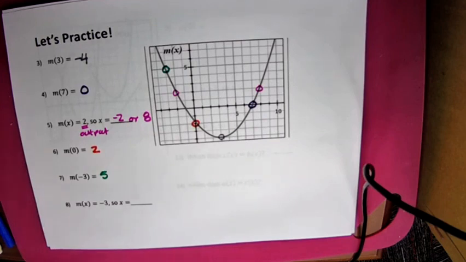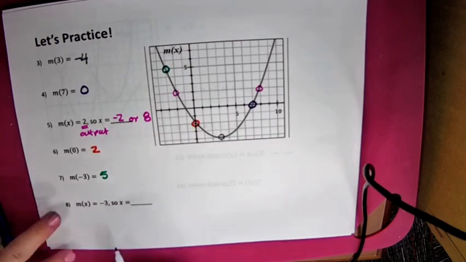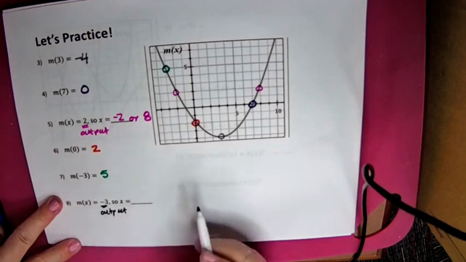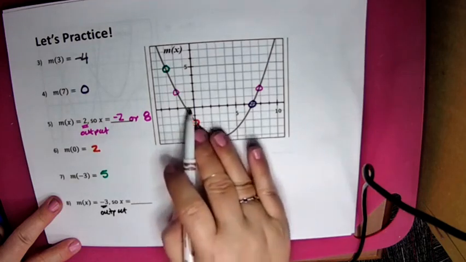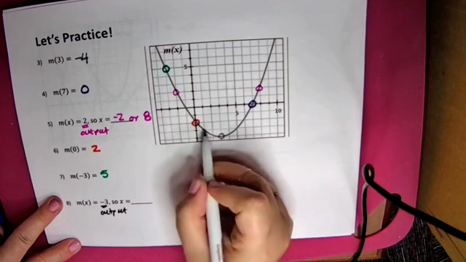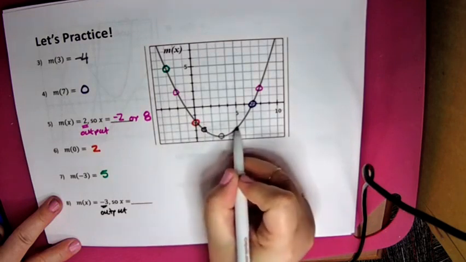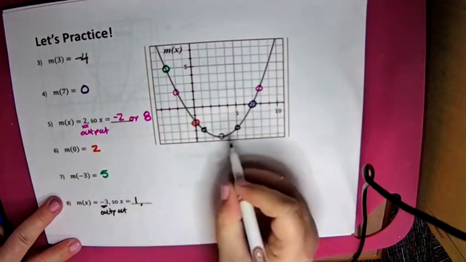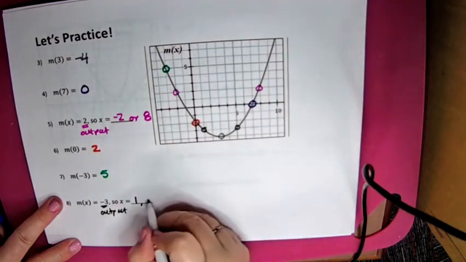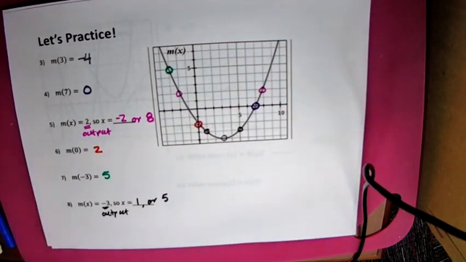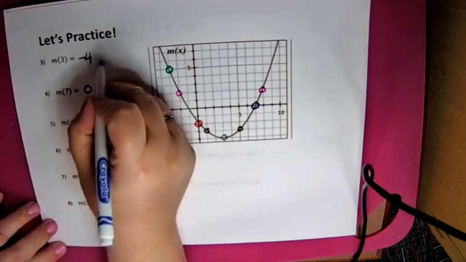So again, what happens if they give me the output? Then I'm looking on the y-axis at -3. 1, 2, 3, there he is. And this happens twice, right here and right here. This happens when x is 1, and it happens again when x is 5. Okay, so we're just playing this game a tiny bit, expressing how things are.